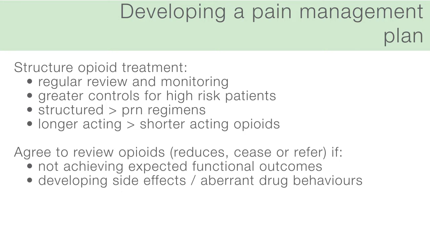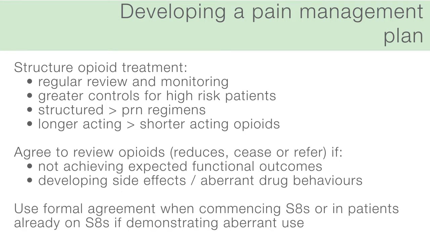It's also highly recommended to use a formal agreement when commencing S8 medications, which include opioids, and for those already on S8 medications who are running into some aberrant drug use, like Mary with her yellow flags, setting up a formal agreement with her. Avoid the use of the term contract. The term contract is applicable, but it's really not a legally enforceable document. Ideally, it should be an agreement between you and the patient, what your responsibilities and roles are, and also the patient's responsibilities and roles. So you can put those sorts of things within the agreement itself. And again, referring back to the universal precautions checklist we referred to earlier will give you a few ideas of what to put in that agreement.